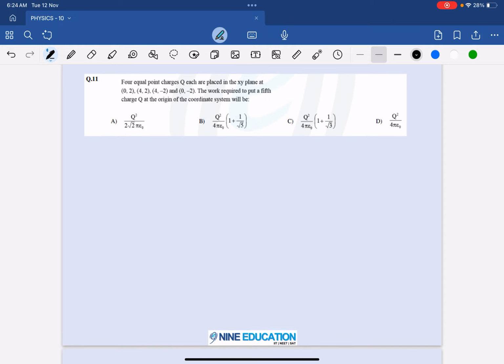So 4 point charges Q are placed on the XY plane at this. Okay, sir. So we are able to see that there is some coordinate system, and here it is 0 comma 2, and here it is 0 comma minus 2, and here it is 4 comma 2, and here it is 4 comma minus 2. Very nice, sir. Now they are asking me the work required to put a fifth charge q at the origin of the coordinate system. So there are already 4 charges, q q q q, and I want to put a fifth charge here.